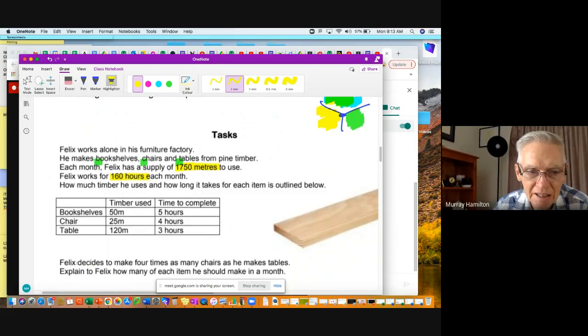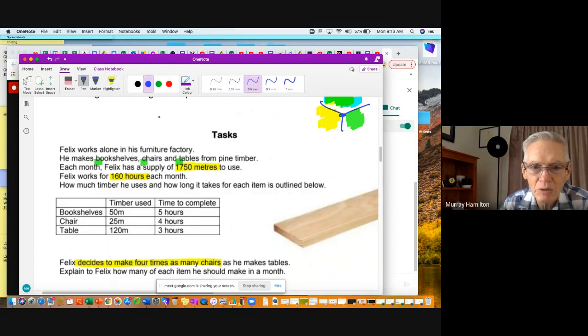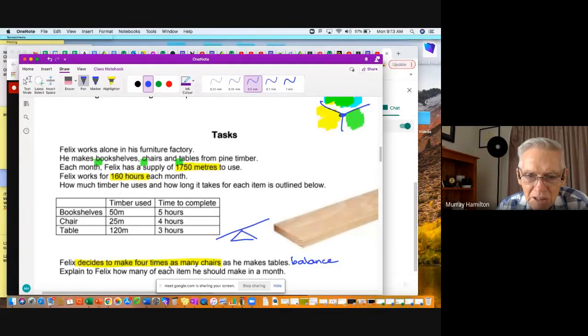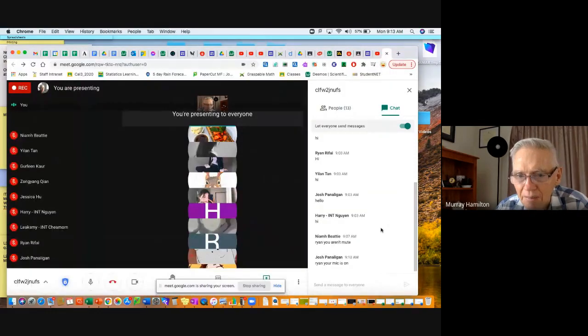Well, here's the next one. Here's something where we got some information. He decides to make 4 times as many chairs as he does tables. I'm going to call this my balance equation. So let's do the balance. We'll draw a seesaw. And you see he makes 4 times as many chairs as tables. So what do you think goes on the bottom here? Chairs or tables? I'd like you to write that in the little chat there. It says he does 4 times as many chairs as tables.